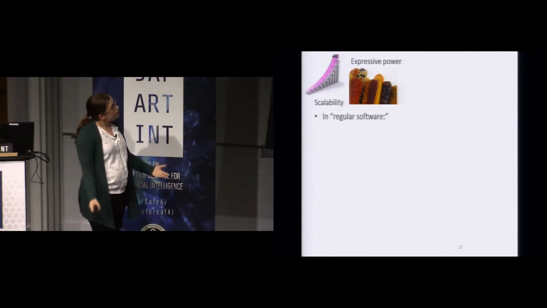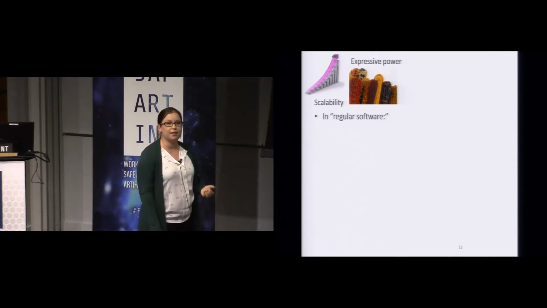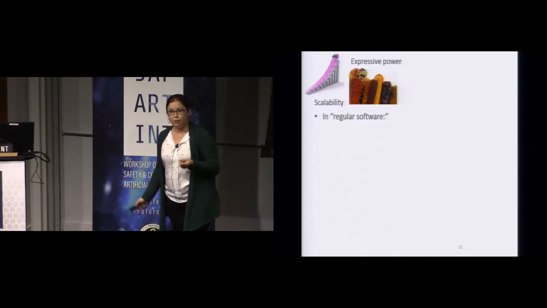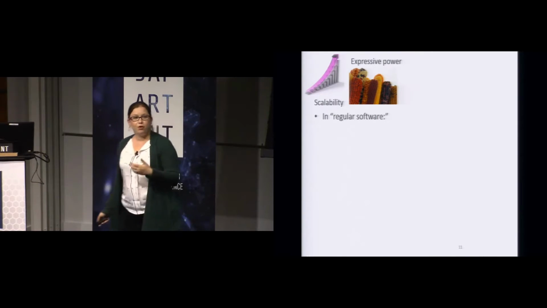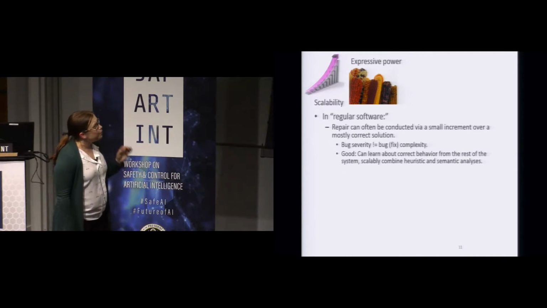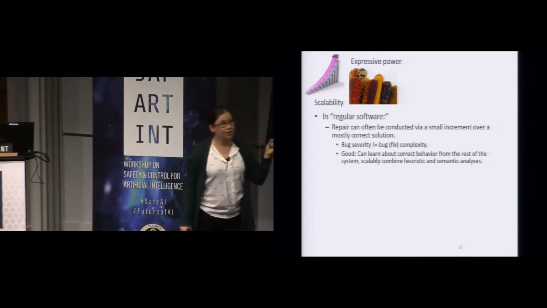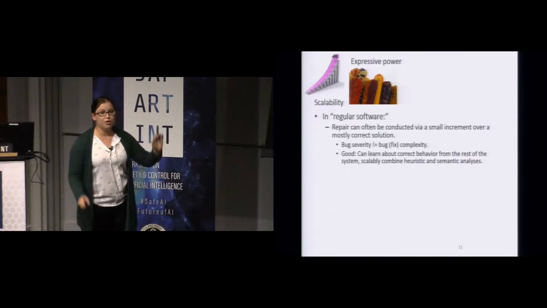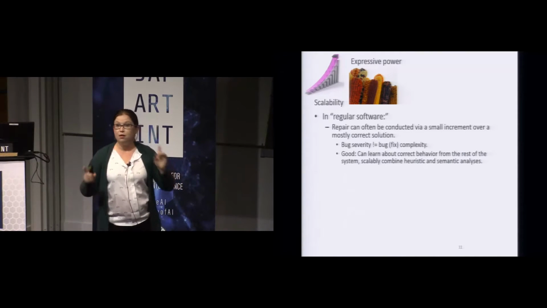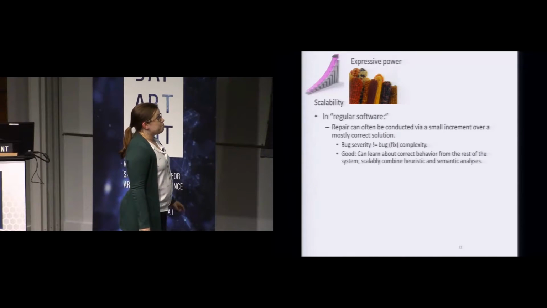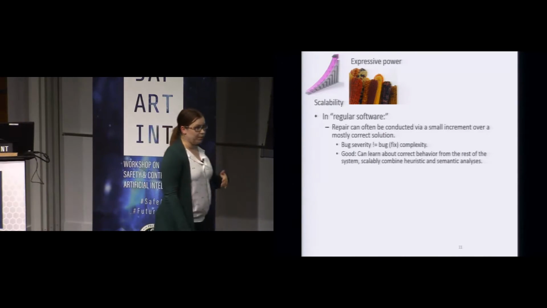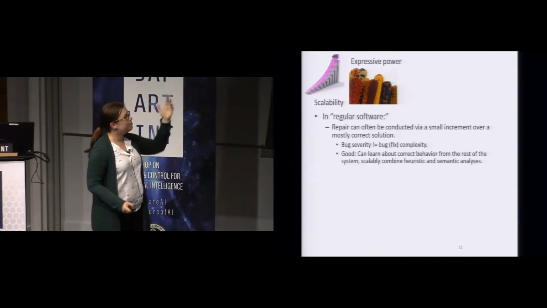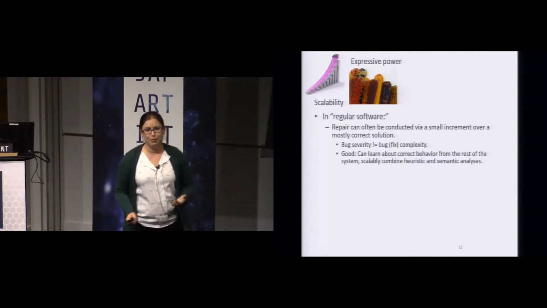So I have some bullets where I've reflected on what about regular software makes this tractable, right? What makes program repair tractable in an automated sense for regular software? Focusing first on the expressive power and scalability challenges, I think possibly the most important thing about bugs is that repair can often be conducted via a very small increment over a mostly correct solution, which is to say we're starting with a program that is mostly correct 99 times out of 100. There are a couple of reasons behind this, and it has a couple of implications. The first implication is that bug severity has very little relationship to bug fix complexity.